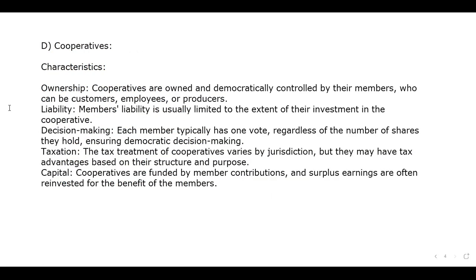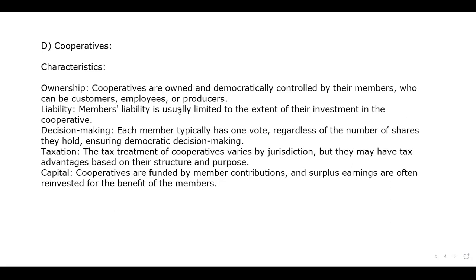The liability of the members is usually limited to the extent of their investment. Each member has one vote regardless of the number of shares. Taxation: treatment of cooperatives varies by jurisdiction, but they have tax advantages based on the structure. Capital: cooperatives are founded by members who contribute. Their surplus earnings can be reinvested. So this is about a cooperative.